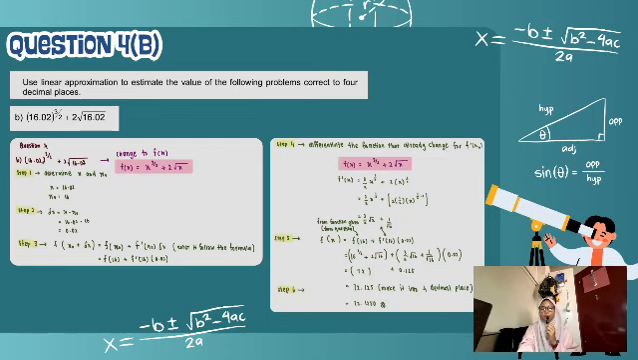For step 2, we have to find delta x using the formula x minus x naught. So 16.02 minus 16 is equal to 0.02. So the value of delta x is 0.02. For step 3, now we have to use the linear approximation formula, which is f of x naught plus delta x equals f of x naught plus f prime of x naught multiplied by delta x. We have to enter the value of x into the formula.